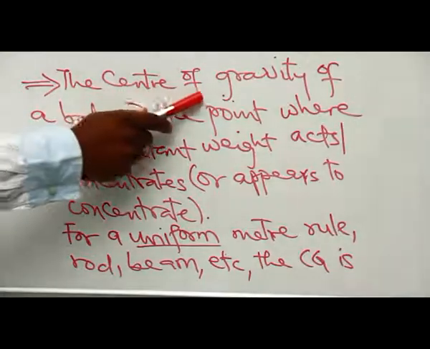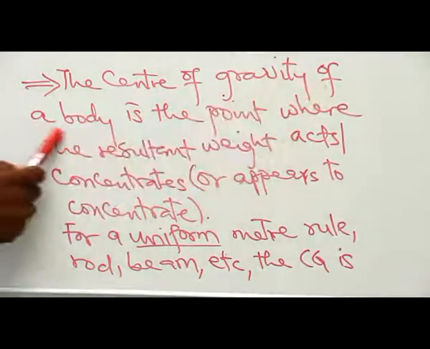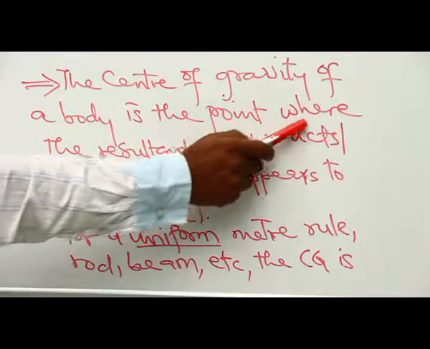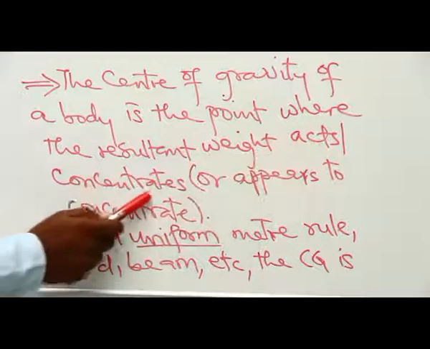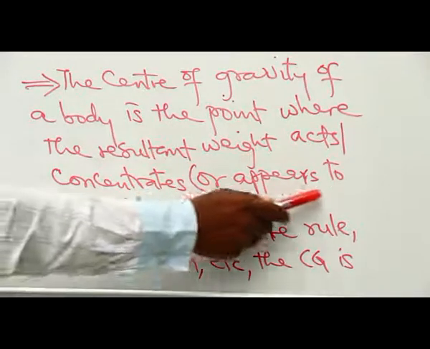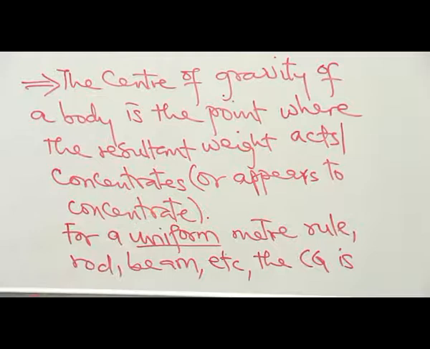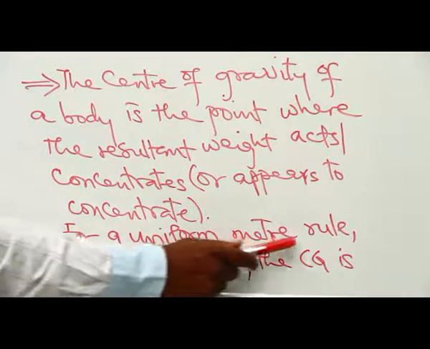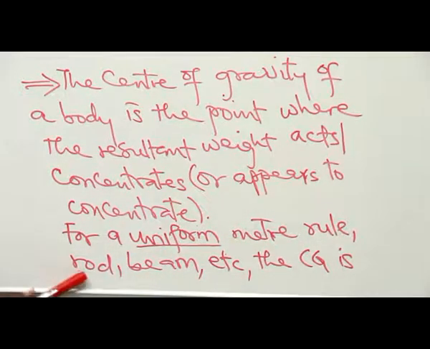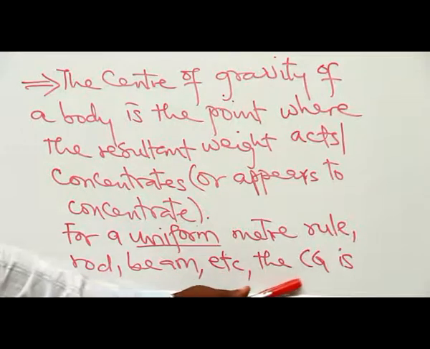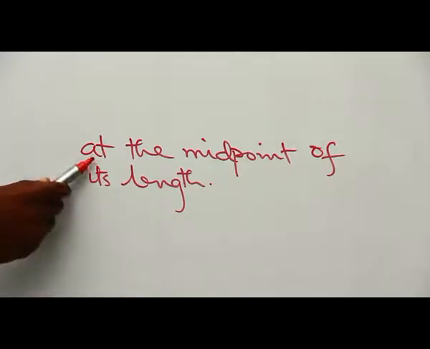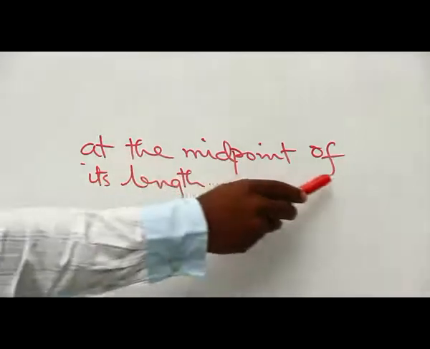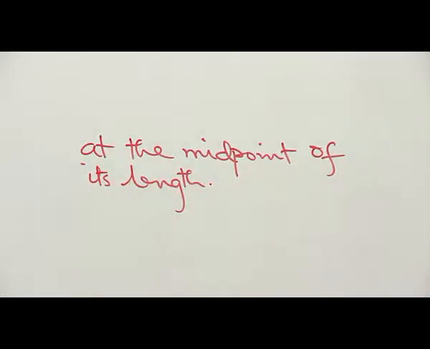The center of gravity of a body is the point where the resultant weight acts or concentrates or appears to concentrate. For a uniform meter rule, beam, rod, etc., the center of gravity is at the midpoint of its length.